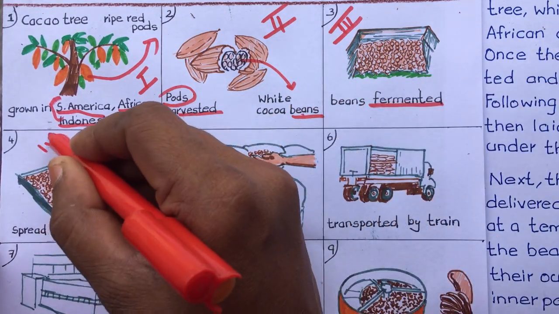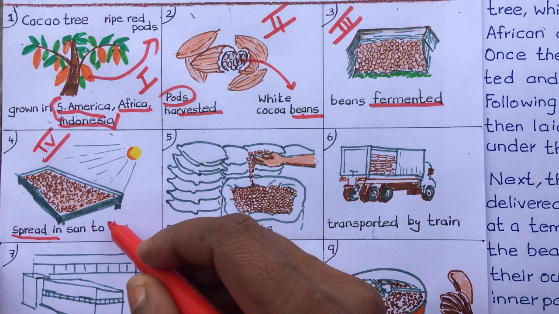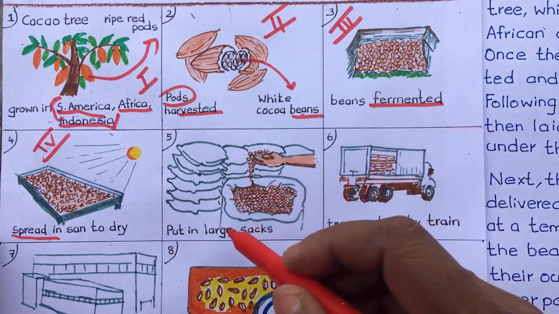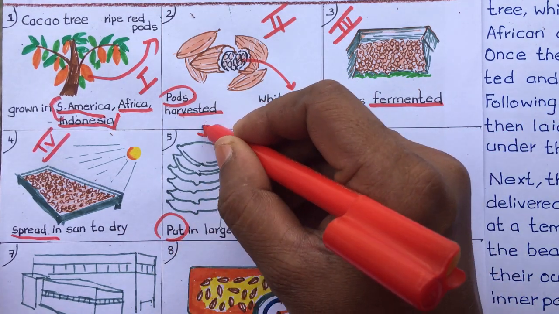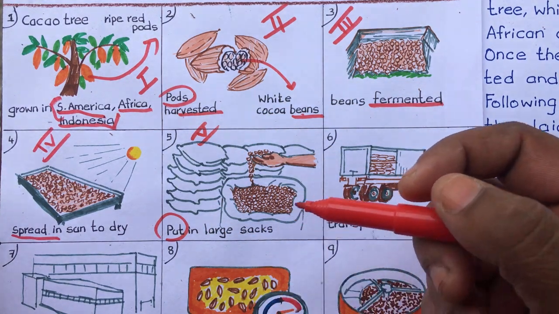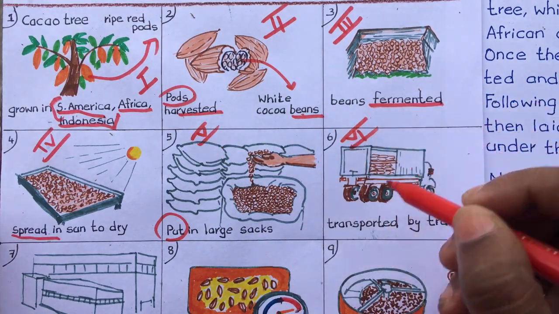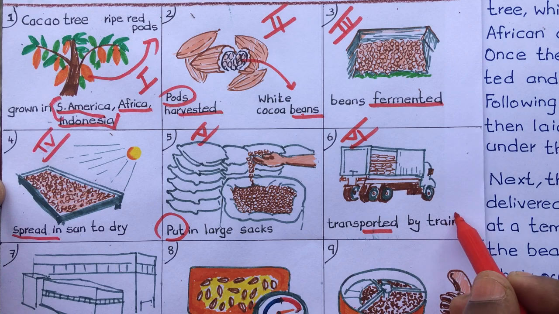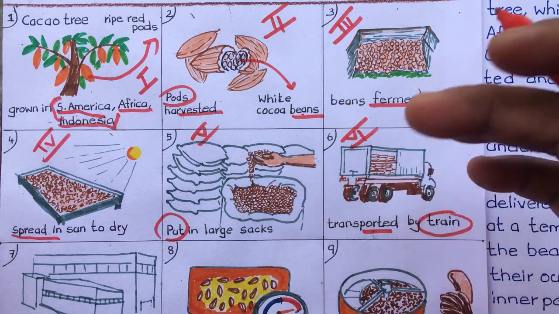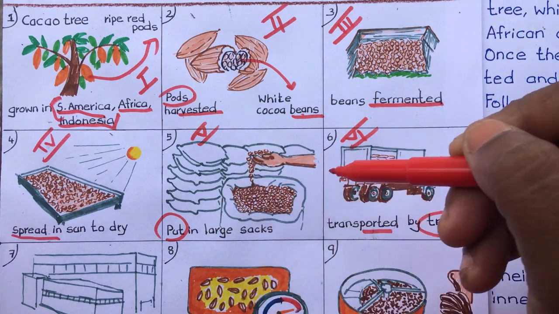On your fourth diagram, it's about how these beans are spread in the sun to dry. And then what happens in the fifth? These are put into large sacks to be moved elsewhere. Then your sixth one explains they are transported by train, shifted to the train with the help of efficient packing.